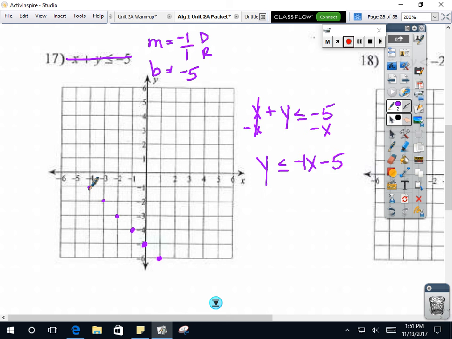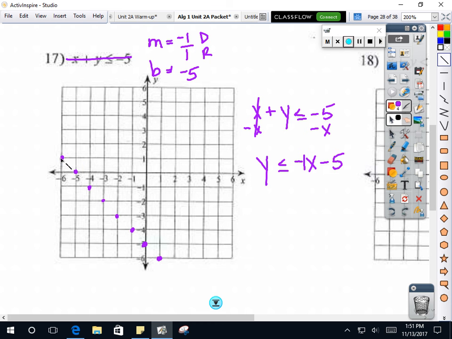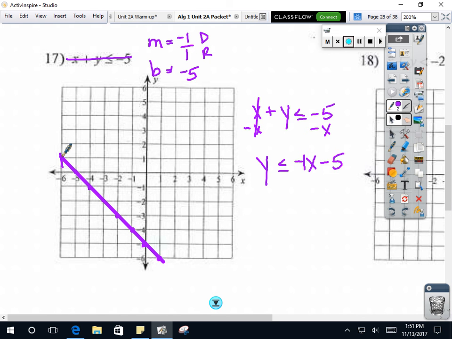Once we plot all the points that we can, is it going to be a dashed or solid line? This time solid, and why is that? There's an equal to bar. And what does that mean solution-wise? All the points on the line are solutions because it's solid. In addition to points on the line being solutions, points below, so this side, are solutions.